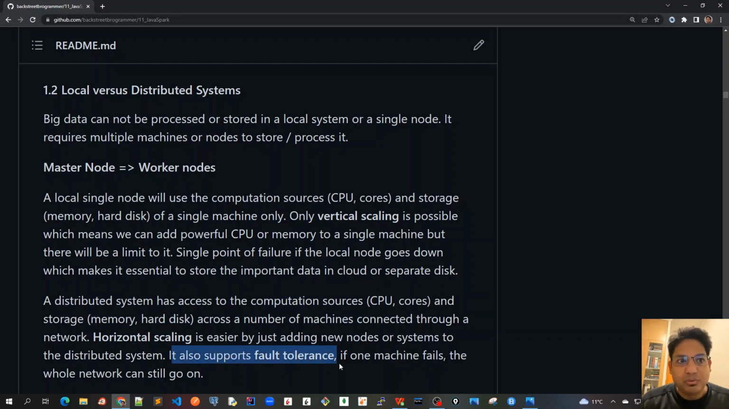It also supports fault tolerance, because in a distributed system it is a very common practice to have data redundancy, which means that the same data is copied across two or three nodes, so that if one of the nodes fails, the data is not lost. And this is how it supports fault tolerance. If one machine fails, the whole network can still go on, because we are replicating the data across not only one node but several nodes.